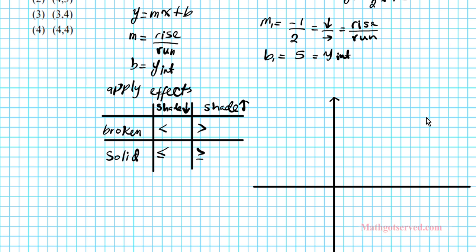So as we can see, our y-intercept is positive 5. So let's go ahead and graph that. That's 1 point on the line. 1, 2, 3, 4, 5. This is our y-axis, and this is our x-axis.